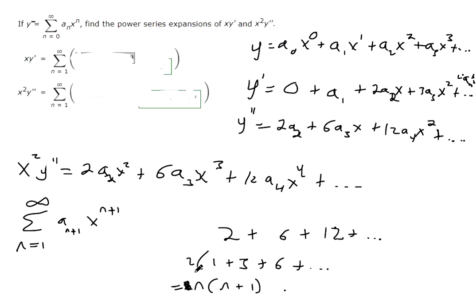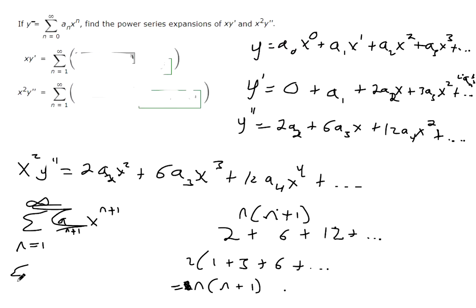So the pattern trying to match these numbers up here, whichever one you want to look at, is n times n plus 1. Because if you plug in 1 in for n, 1 times 2 makes 2. If you plug in 2 in for n, 2 times 3 makes 6. If you plug in 3 in for n, then 3 times 4 makes 12. So we need that out front here.